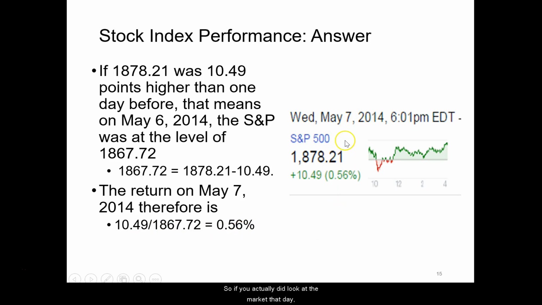So if you actually did look at the market that day, you would see something like this. It's telling you for the S&P 500, the current level on May 7th is 1878.21. If you see green, that means it's higher than the day before, and it's 10.49 points higher, and that represents a 0.56% growth in the market in 1 day, and that 0.56 is calculated this way.